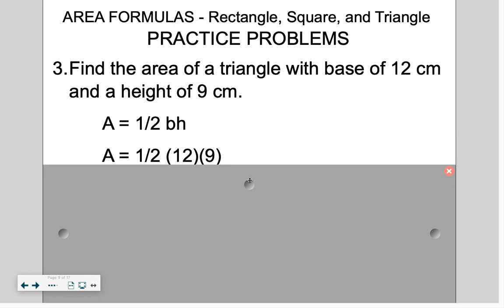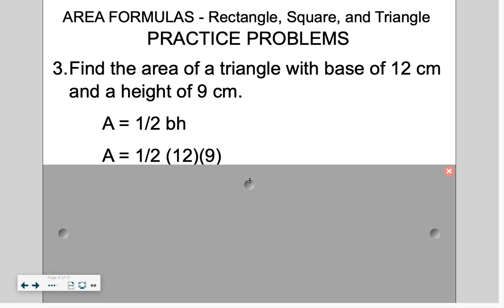Now, as far as multiplying here, it is not half of 12 and half of 9. It's either half of 12, and whatever that is, times 9. Or if you felt like it, it's half of 9, and whatever that is, times 12. But it's not half of both 12 and 9. It's not half of both the base and the height. It's half of one of them, then times the other.